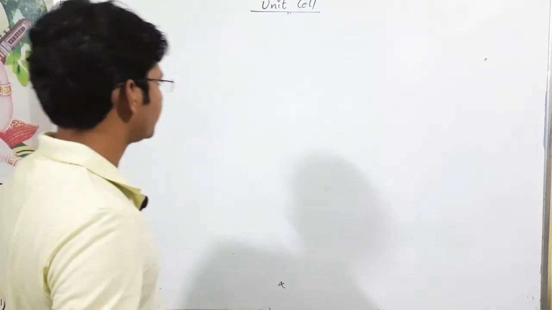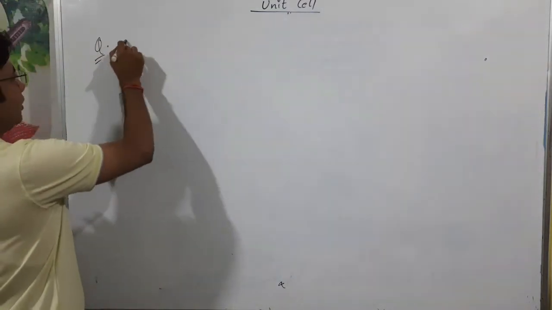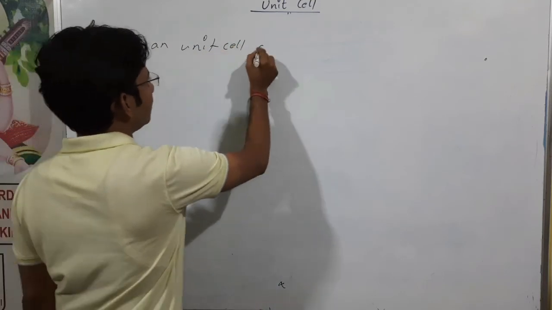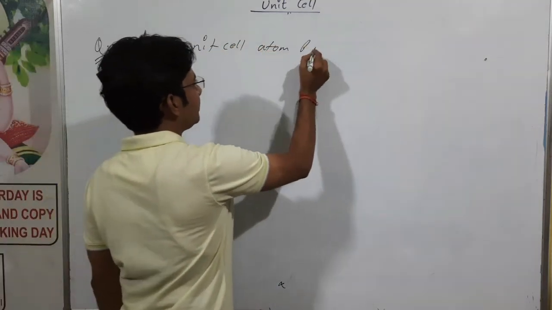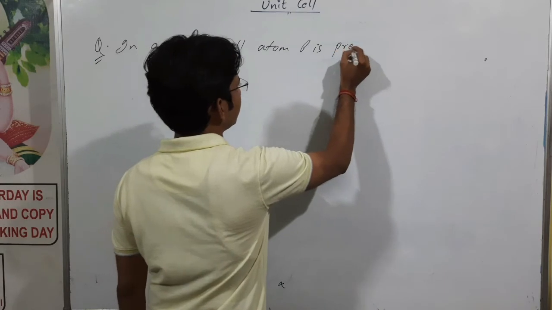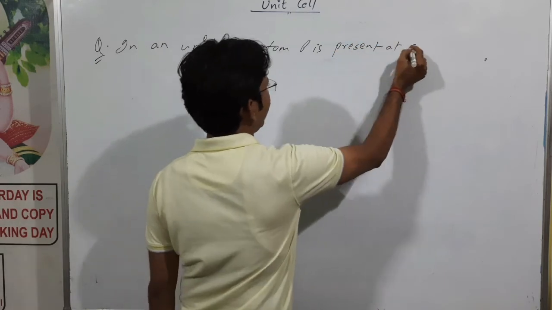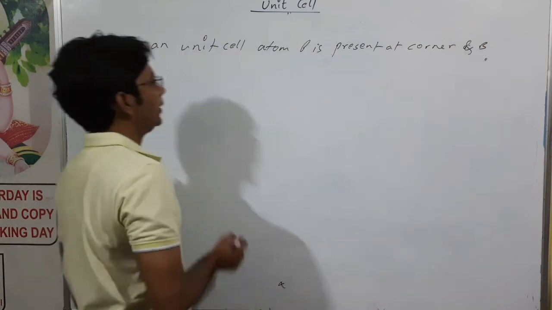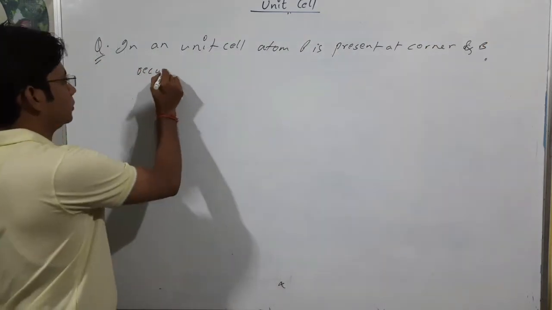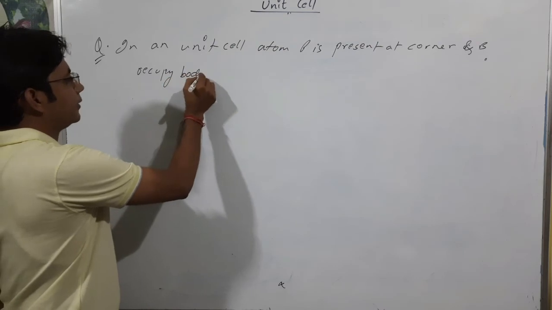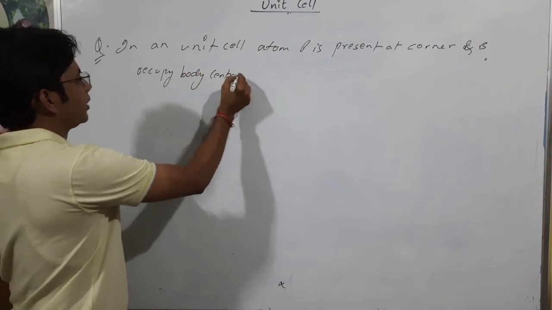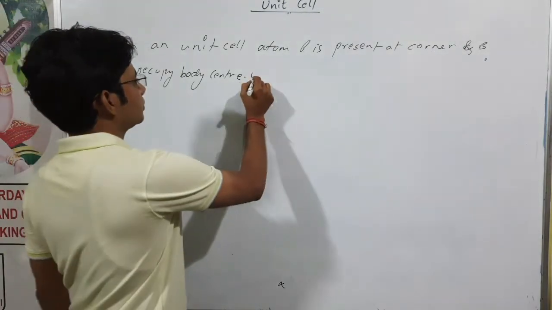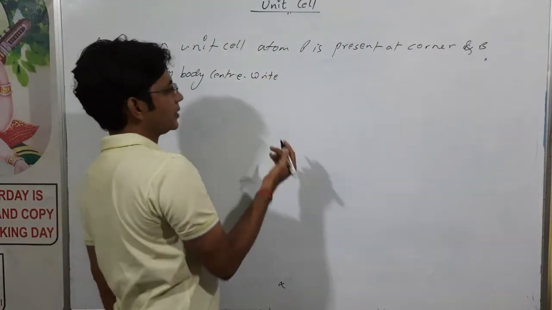Now I am assuming one question from your NCERT. In a unit cell, atom P is present at corner and Q occupies body center. This is for the example question only. We will do a special video for the questions. So look at the question.